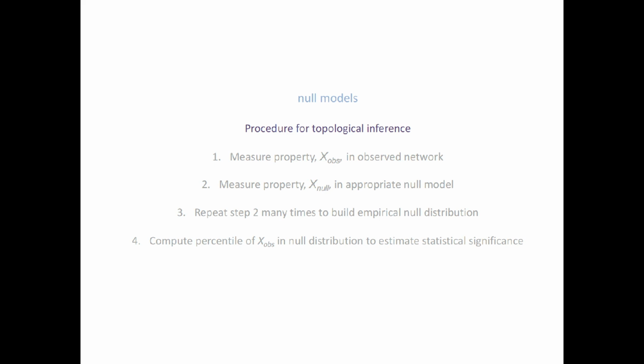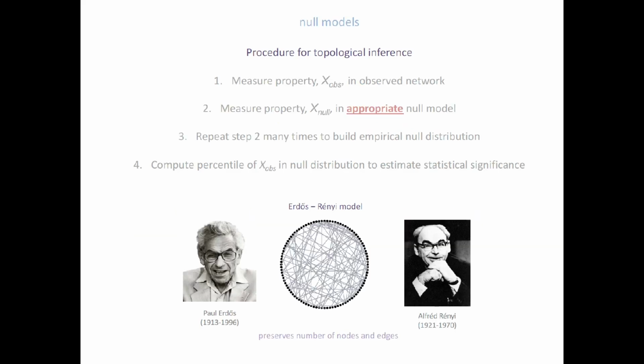And so typically if more than 95% of the null values are less than our observed value, we declare it as significant. Right? So then it implies that our brain shows this particular property more than we would expect by chance. And the critical thing here is in saying, well, what is an appropriate null model?